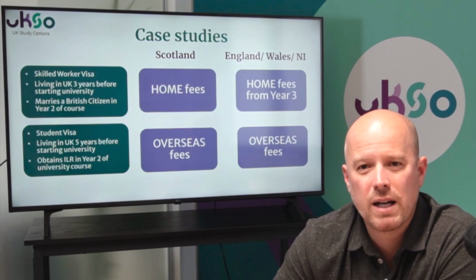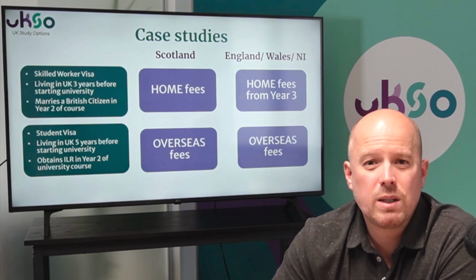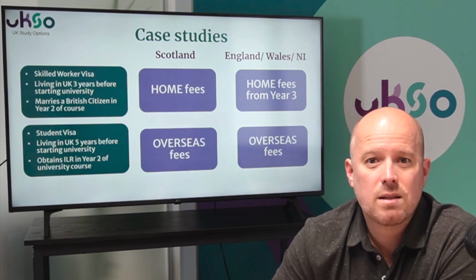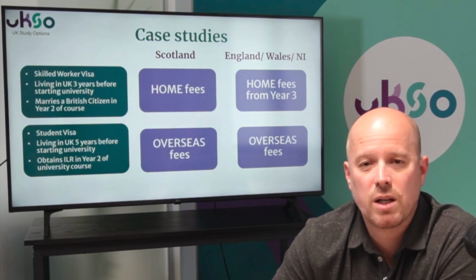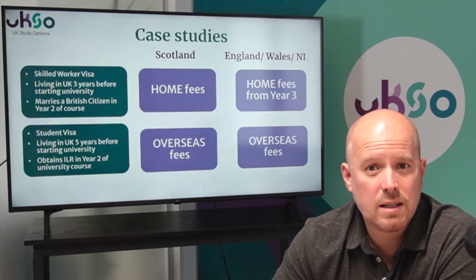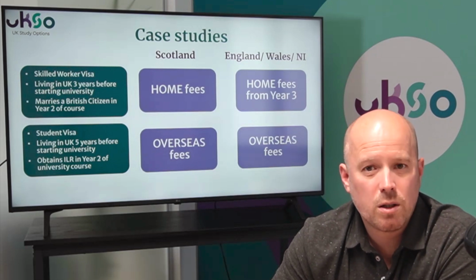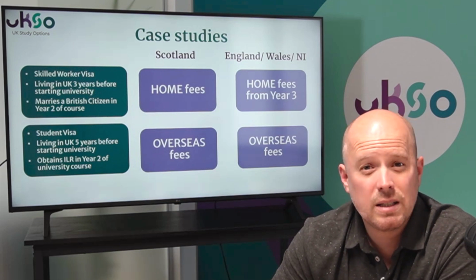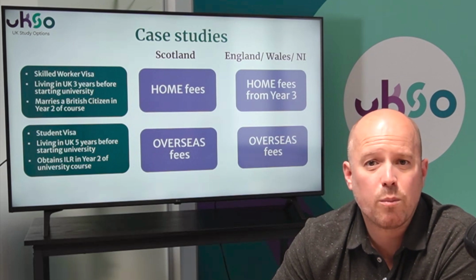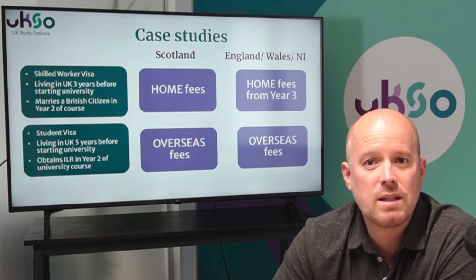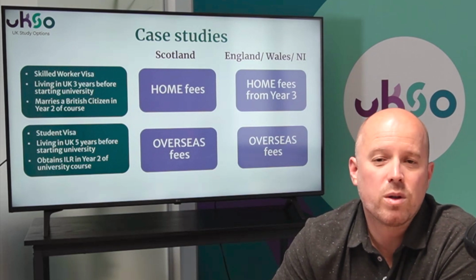But the crucial fact here is that even though they've been living in the UK for many years, even though they've obtained settled status, they've got their indefinite leave to remain before they finish their course. The problem is the ordinary residence requirement because in this case, they are in the UK on a student visa. Now, in Scotland, you are precluded from getting home fees if you entered the UK on a study visa. In England, Wales, and Northern Ireland, there is a similar provision that says your ordinary residence does not count towards home fees if the main purpose for your residence was for full-time education.